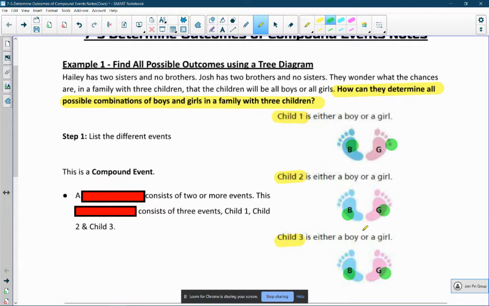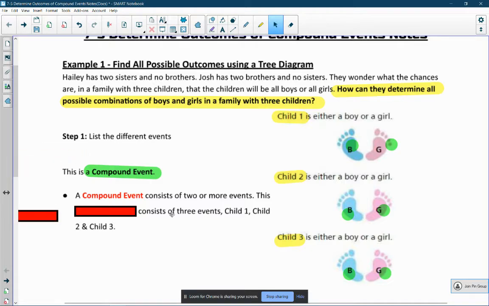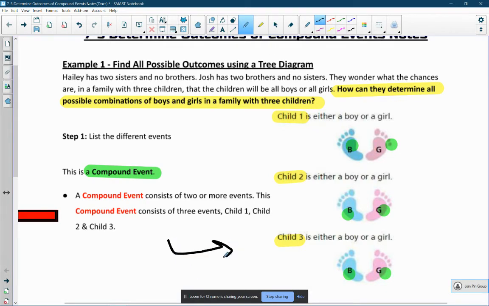So all these 3 events, when they're together, they are called a compound event. It's more than one. So a compound event consists of 2 or more events. So this compound event, right, our 3 kids, consists of child 1, child 2, and child 3. Each one of these we would call a separate event. Okay, and all we've done is we've listed 1, 2, 3 events. Child 1, child 2, and child 3.